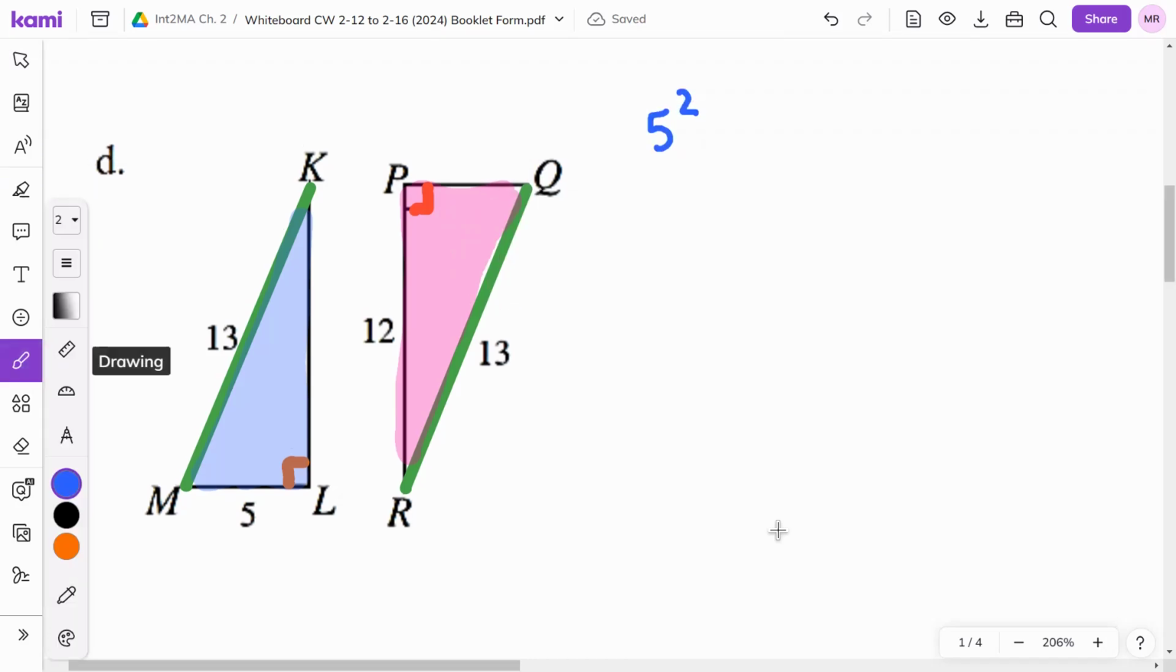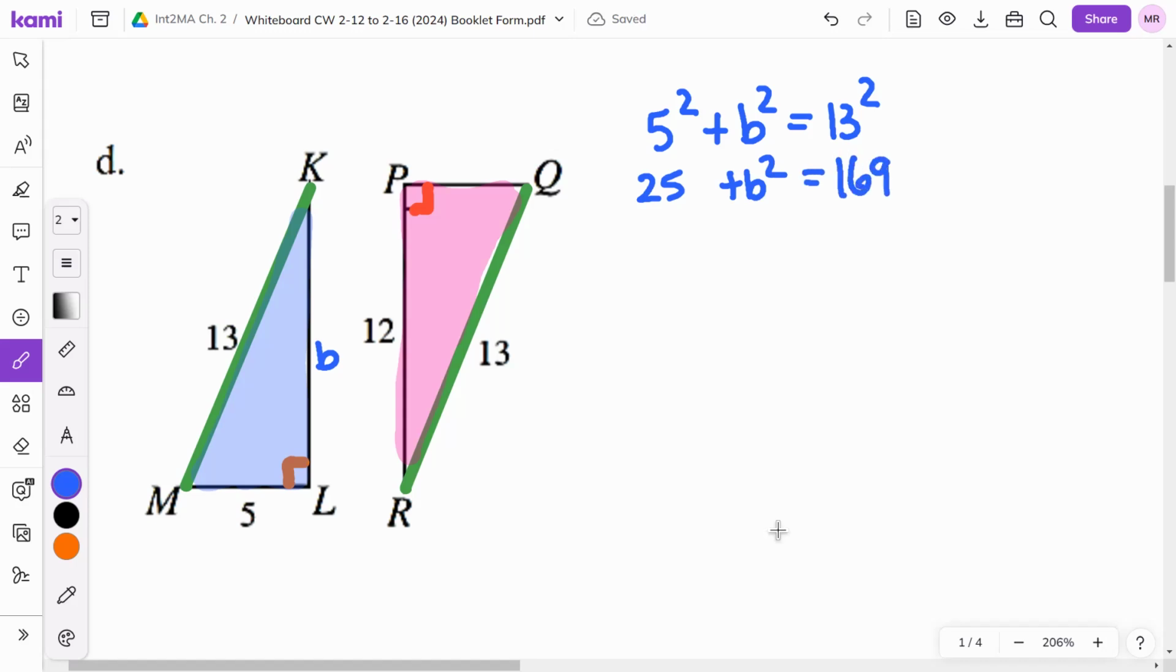Okay, so I know that 5 squared plus, let's say, I'll call this b, plus b squared is equal to 13 squared by Pythagorean. So 25 plus b squared is equal to 169. I'm going to subtract the 25 from both sides, which is going to give me 144. I am going to take the square root, and really when I take the square root, I get two answers, positive and negative, but I'm not going to have a negative side of a triangle, so I'm just going to take the positive one, which is a 12. So now I know that that side is going to be a 12 by Pythagorean theorem.